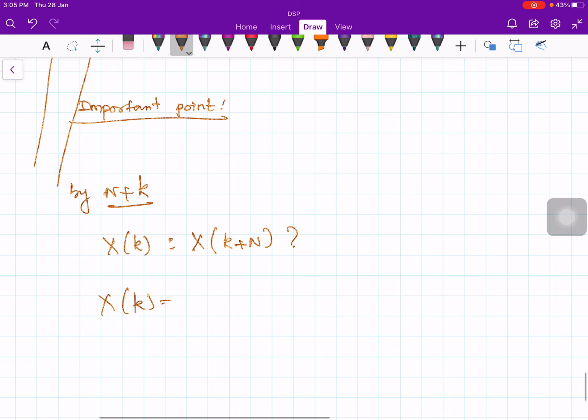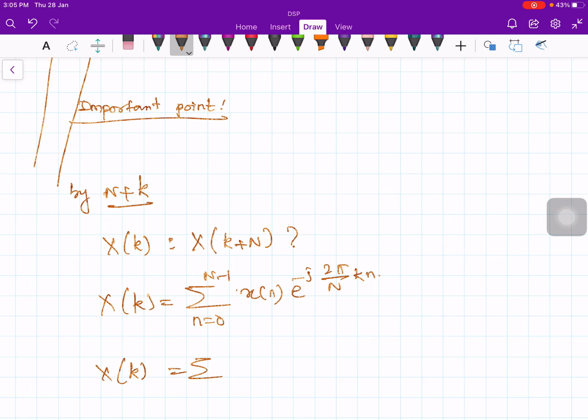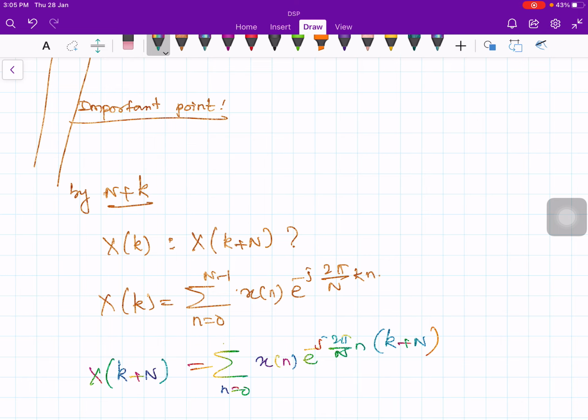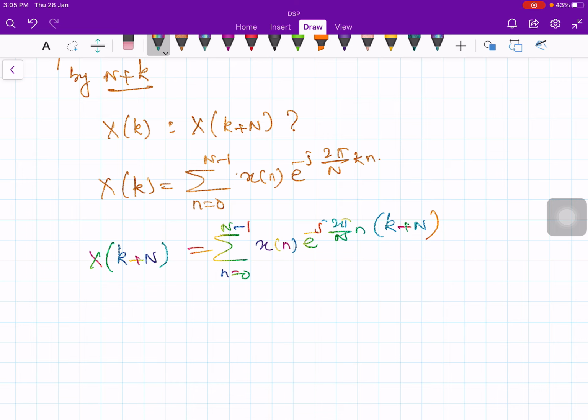Okay, X of k, we know the definition. X of k is equal to the summation of n equal to 0 to N minus 1 of x of n e to the minus j 2 pi by capital N kn, right? Now replace k by k plus capital N. X of k plus capital N is the summation of x of n e to the minus j 2 pi by N, with small n here and k plus capital N. The upper limit is N minus 1. Now expand this.